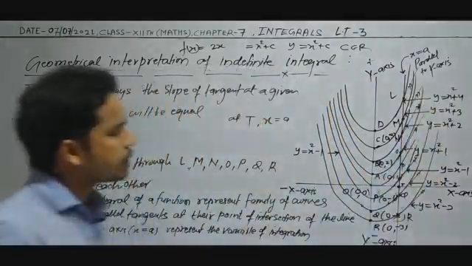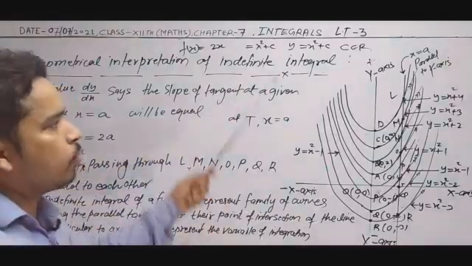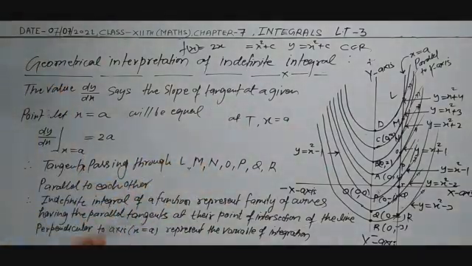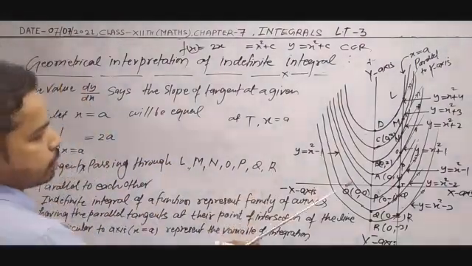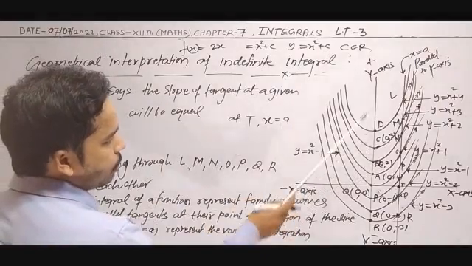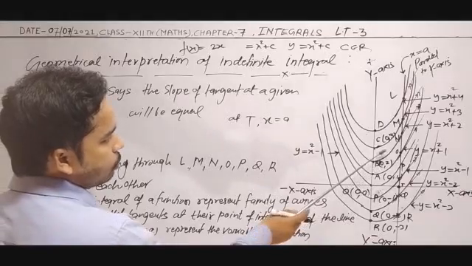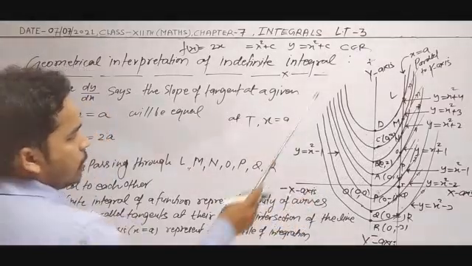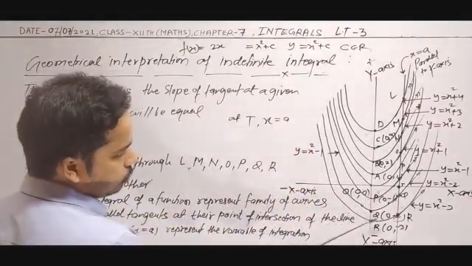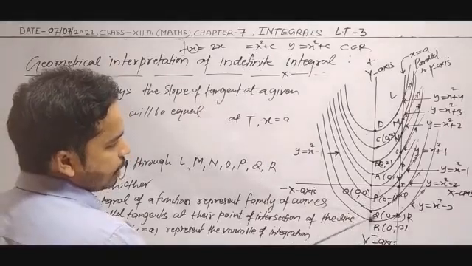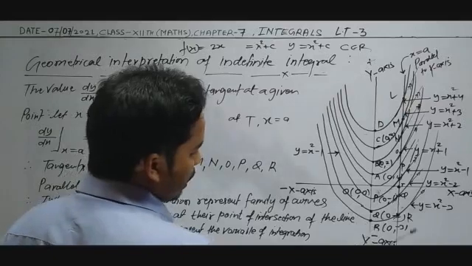Now we have taken different values: c greater than 0, that is 1, 2, 3, 4, and c less than 0, that is -1, -2, -3, -4, and c equal to 0. So c is equal to 1, 2, 3, 4: you have got the parabolas passing through A, B, C, D, and the vertices are (0,1), (0,2), (0,3), (0,4). Similarly, when you take c equal to -1, -2, -3, -4, you get parabolas, and so on. So P, Q, R, S will be the points, and the vertices will be (0,-1), (0,-2), (0,-3), (0,-4).